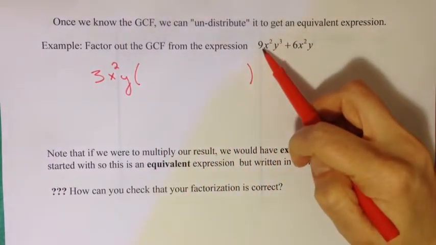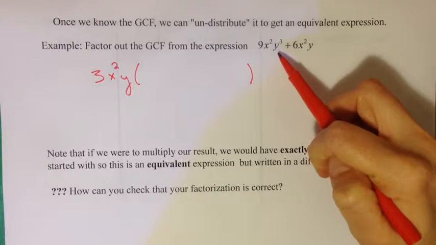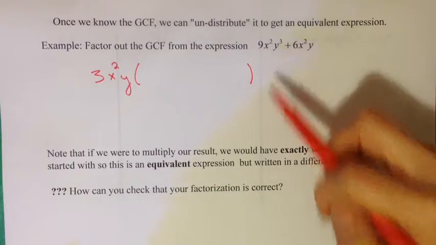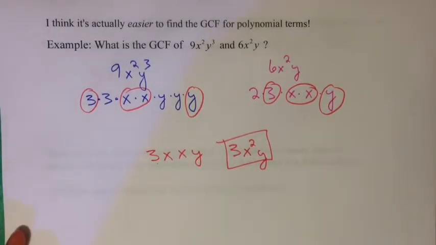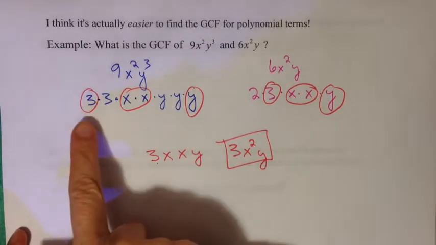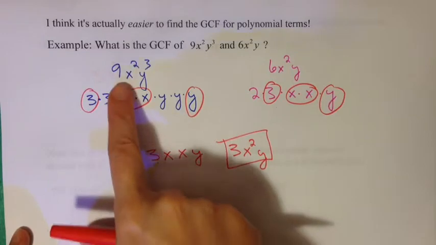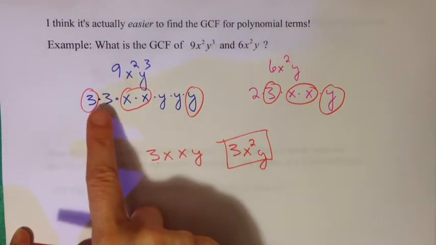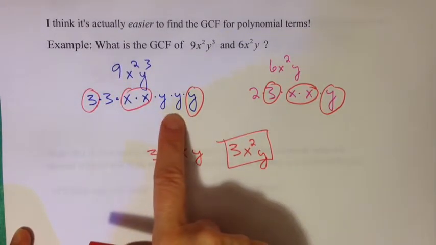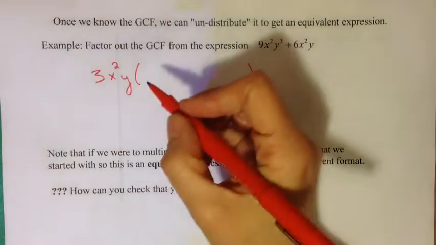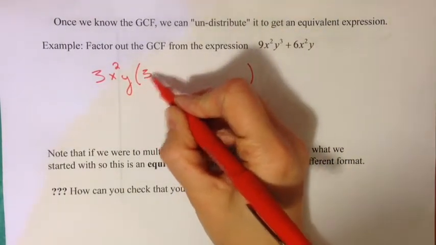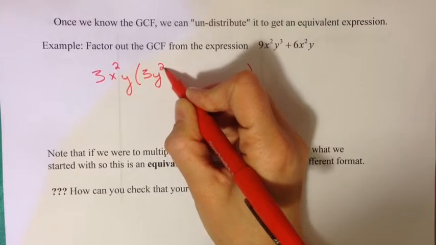What's left of the 9x squared y cubed when we remove the 3x squared y? Looking back in our notes, we can see that if I remove the 3, the x squared, and a single y from 9x squared y cubed, I'll be left with 3 and y squared. So I write that down right here, 3y squared.